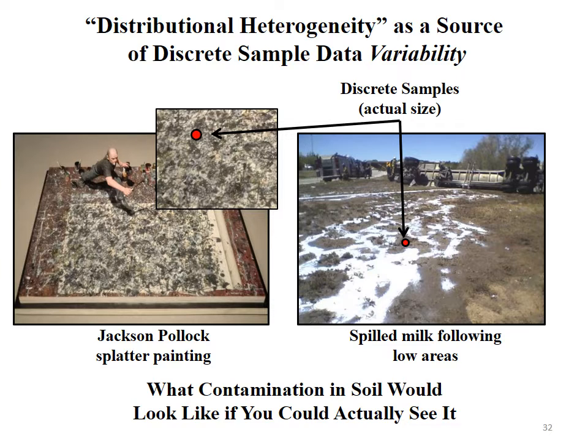Imagine moving that red dot around just a few inches or a few feet. You get completely different concentrations of black material. So you can start imagining how random the concentration might be for any given individual discrete sample. On the right is a milk truck that flipped over and the milk ran down the embankment. So imagine this if you couldn't see the milk.